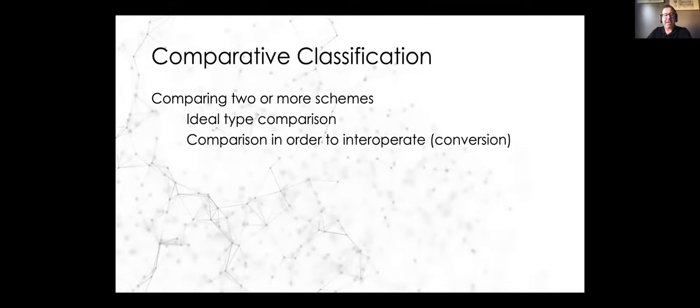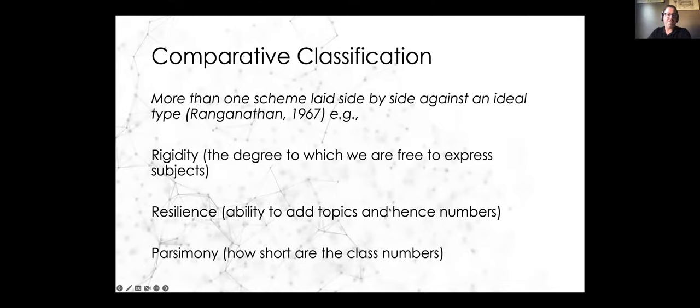We can also compare two or more schemes. There's an ideal type comparison and a comparison in order to interoperate or convert or integrate. There's lots of words for this particular activity that we engage in. If we want to look at more than one scheme and against an ideal type, we might ask questions like how rigid, how resilient, or how parsimonious the scheme is.